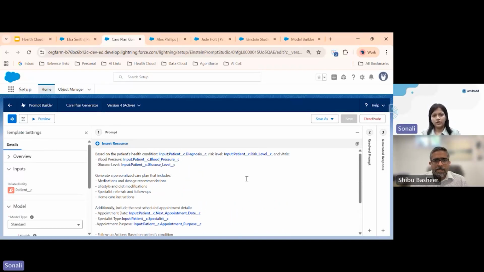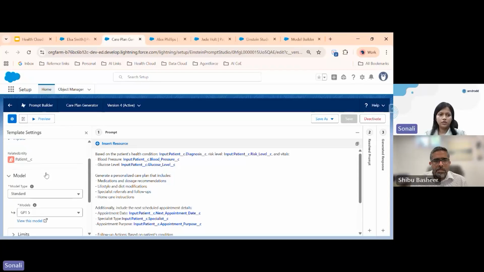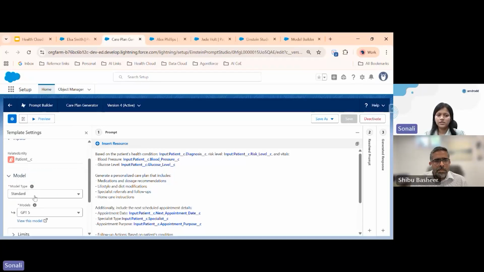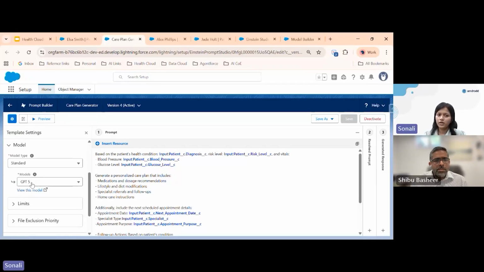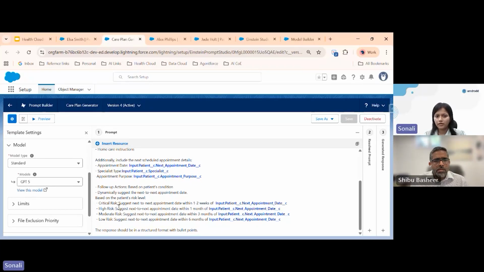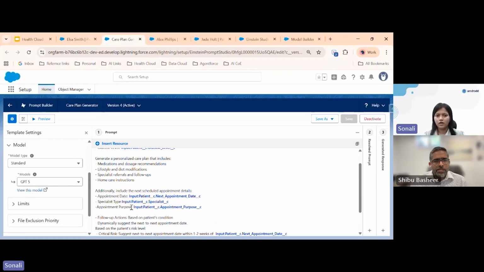The technical thing behind the scenes is a prompt builder. This is the prompt builder, and the input is the patient data that I'm adding. The model is a standard GPT-5 I'm using here, and these are basic prompts that I have added. As you see, the result was more general, and here your prompt engineering will help to make it more accurate.